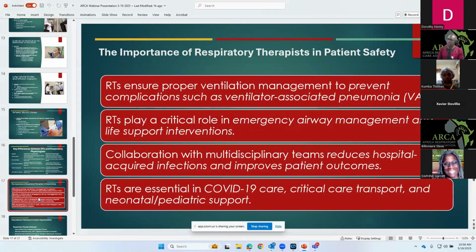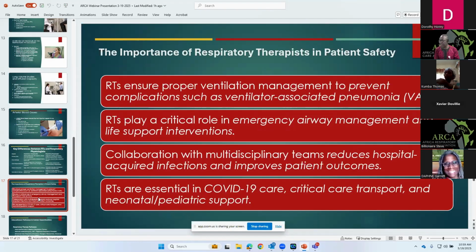So, when you start looking at the importance of respiratory therapists in patient safety, a respiratory therapist helps make sure that patients are breathing the way they're supposed to be breathing. Because you are putting a tube down the patient's throat, you could also introduce bacteria into the lungs. So that's where good hand hygiene comes in. When we are caring for patients, we want to make sure that, one, we wash our hands, and then we put a glove on. And if our gloves are soiled, we take them off and put a clean pair on.